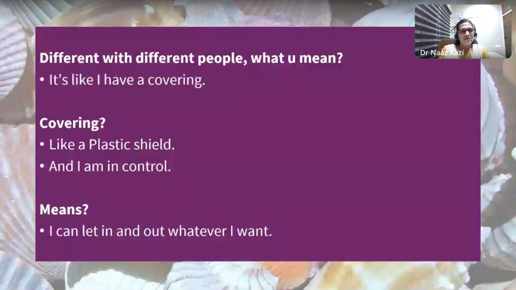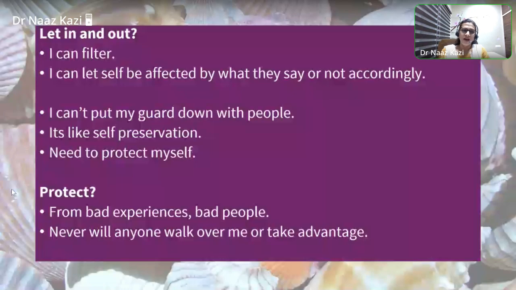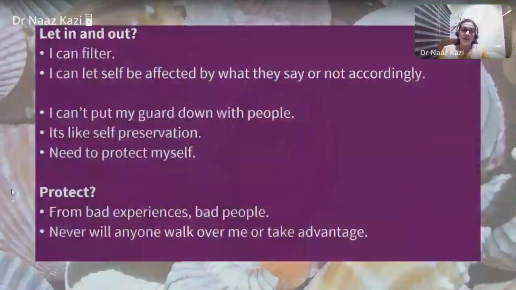And she says, when I ask her about the covering, it's a plastic shield and I am in control. I ask her, what do you mean by that? And she says, I can let in and out whatever I want. So I said, let in and out. And she says, I can filter. I can let self be affected by what they say or not accordingly. I can't put my guard down with people. It's like self preservation. Need to protect myself. So I ask her, protect? So she says, from bad experiences, from bad people. Never will anyone walk over me or take advantage.